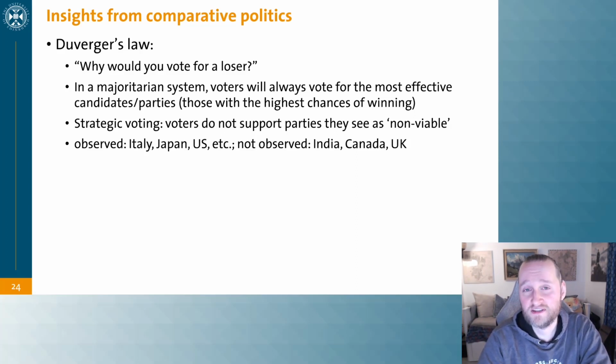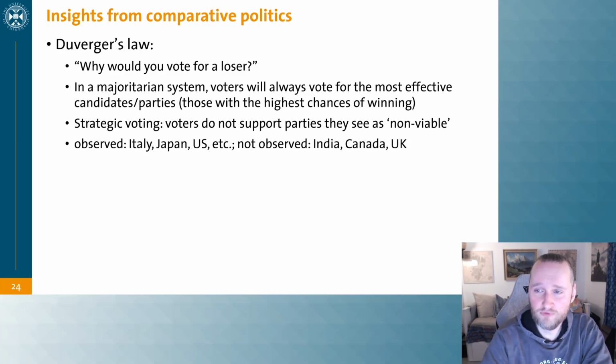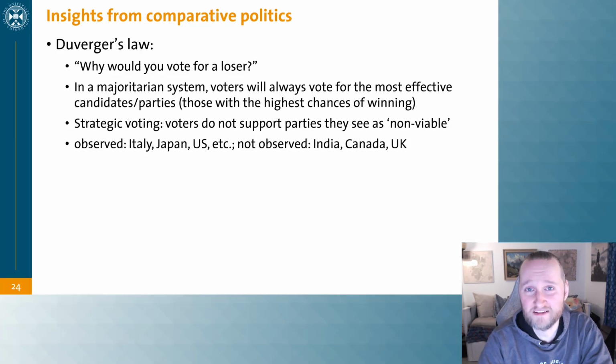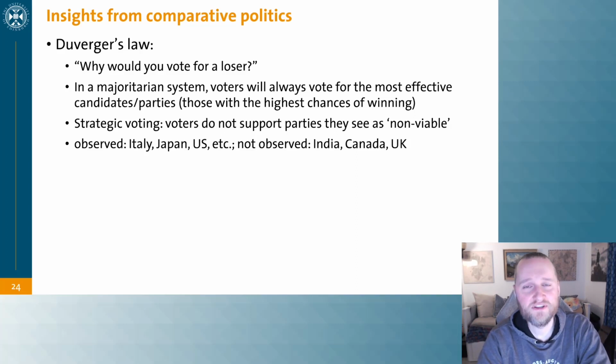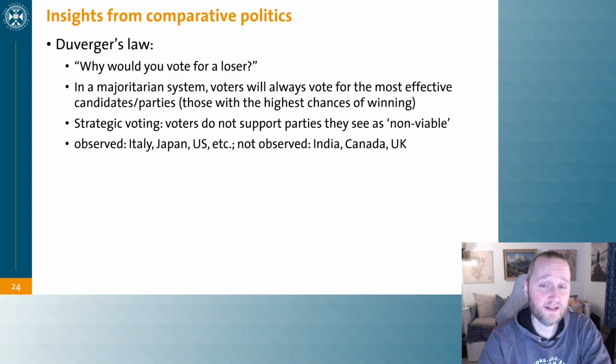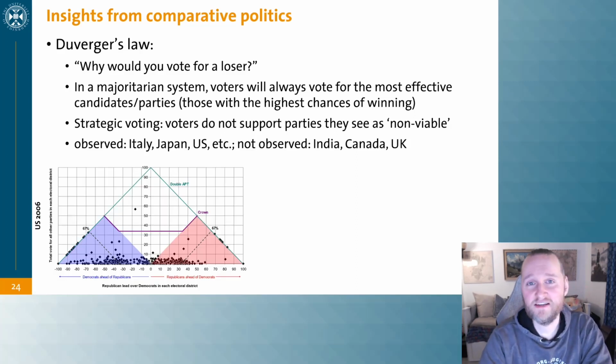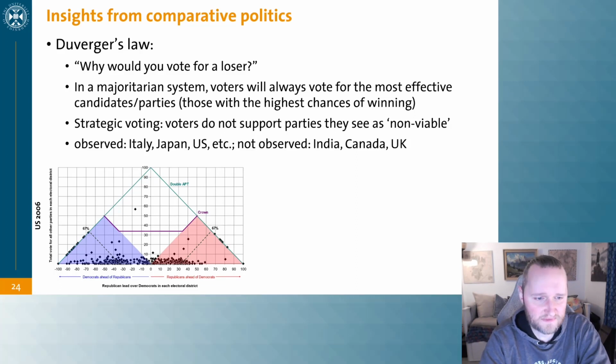So in a majoritarian system, you will always vote for the most effective candidate or party. So that means you ignore third parties because that means you just throw your vote away. And that also means that in majoritarian systems, voters are strategic and they shouldn't see non-viable parties as worthy of their votes. This does indeed seem to be the case in places like the US or Japan or Italy, all of which are majoritarian systems.